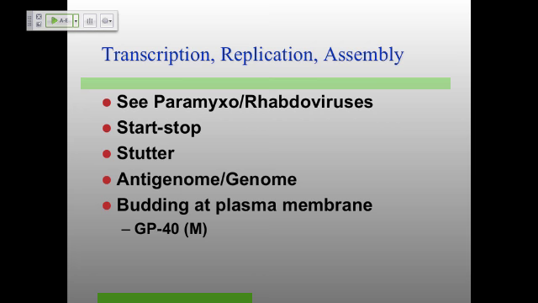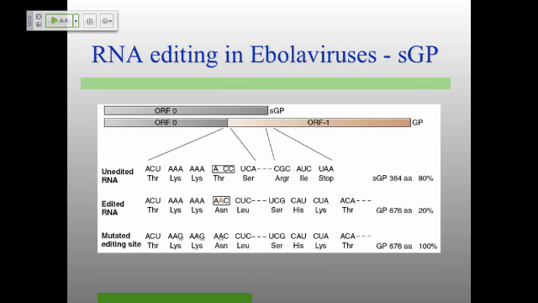It's a little different than some of those in that you have budding that happens at the plasma membrane, as opposed to budding which is happening in Golgi's or the pre-plasma membrane kinds of lyses. One of the major differences between these filoviruses and the Paramyxo and Rhabdoviruses has to do with what's happening with editing.